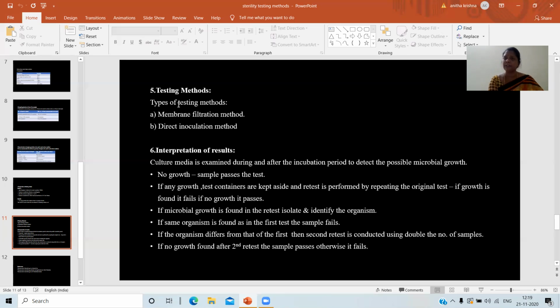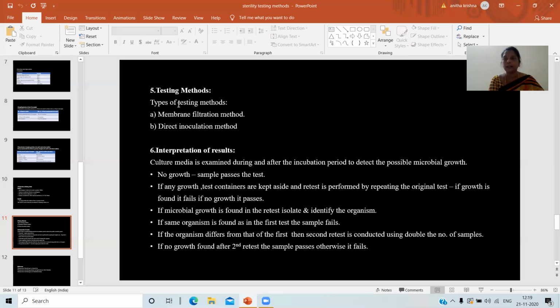But if the viscosity is more, then you have to add a diluting agent such as isopropyl myristate, which does not have any antimicrobial activity, and then pass the liquid through the membrane filter. After passing through the membrane filter, you have to wash it with fluid B 3 times.